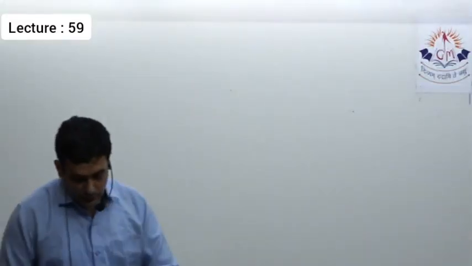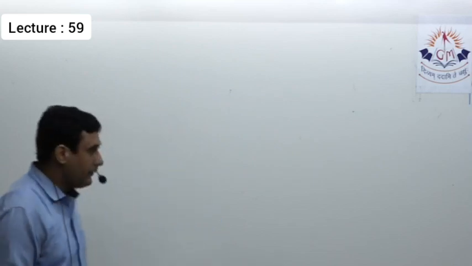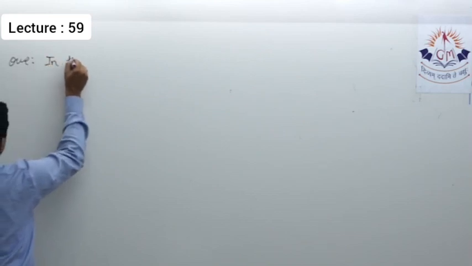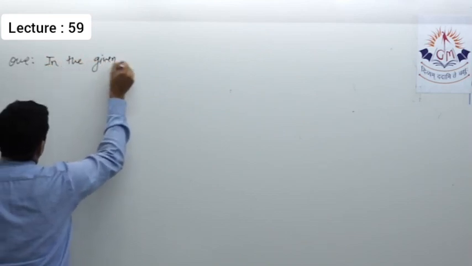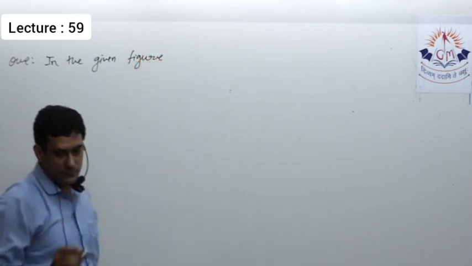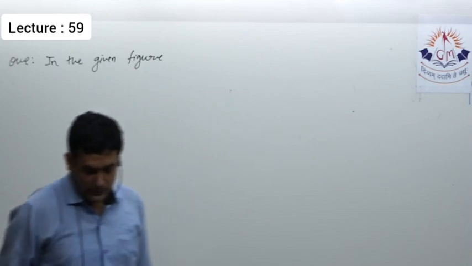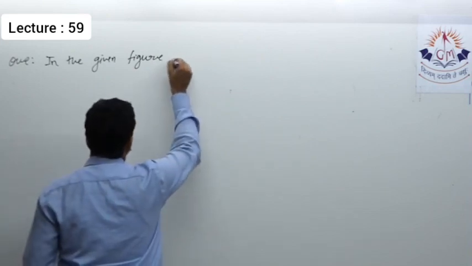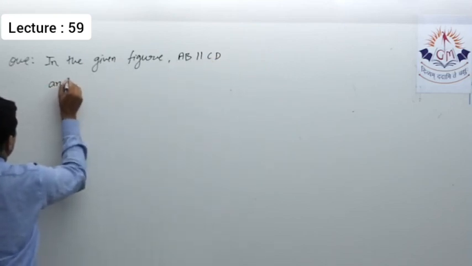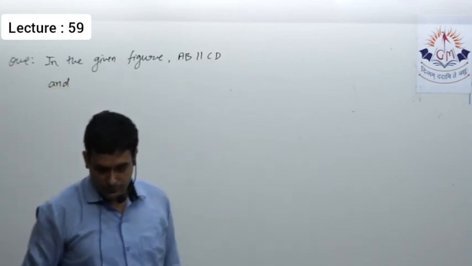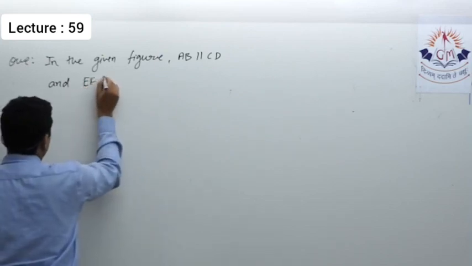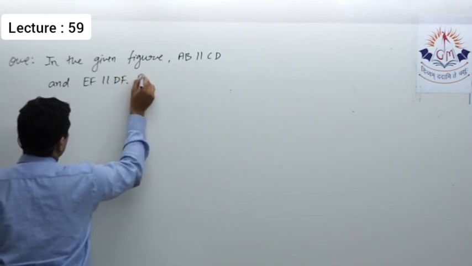Okay, now let us see the next question. In the given figure, AB is parallel to CD and EF is parallel to DQ.